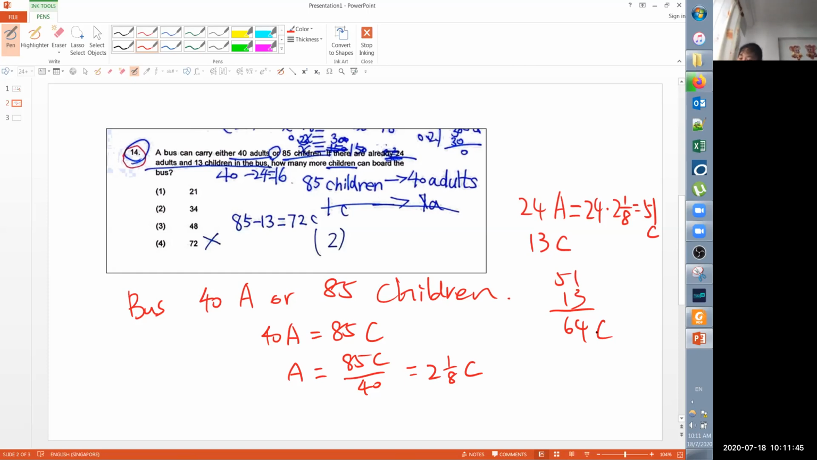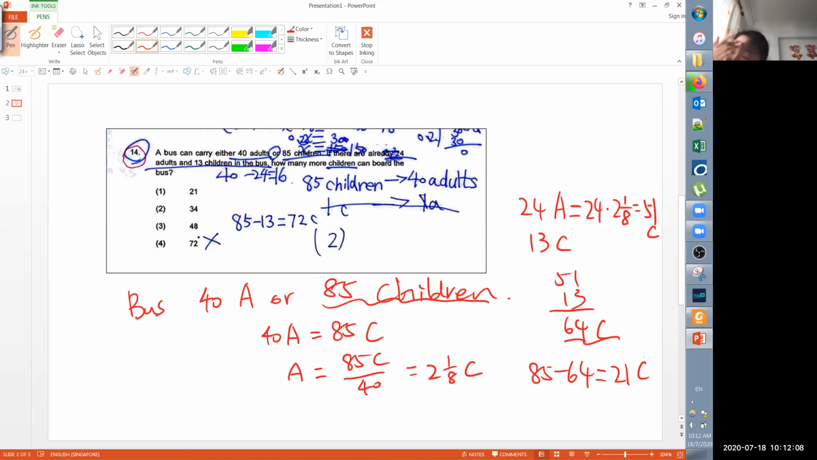So how many children can you take in the bus? What's the capacity of the bus? 85, right? So you already have 64 children inside. So 85 minus 64 will give you 21. So you can take 21 more children. Does it make sense?